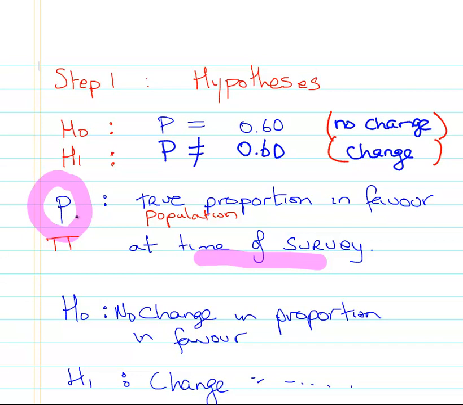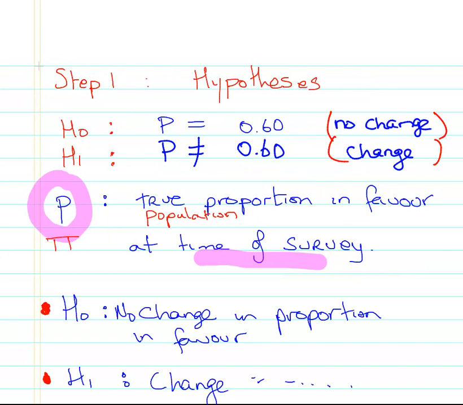It's always worth your while writing out some sort of description. You can rephrase it in different ways; there's no one set way of phrasing it. As well as the mathematical notation at the top, just put in a little discussion, which always helps. So, no change in proportion in favor of referendum amendment, or something like that. There's no right or wrong way, as long as it makes sense in the context of the question. So that's an important step.